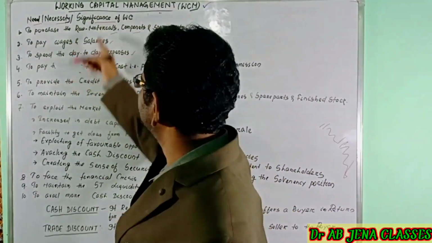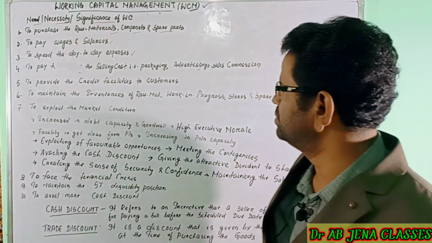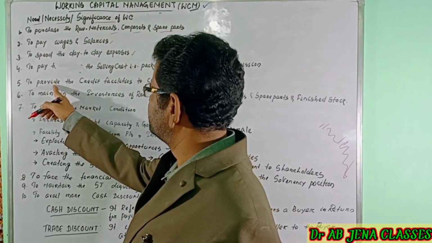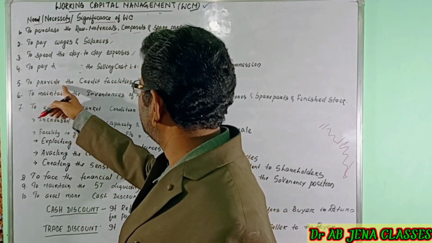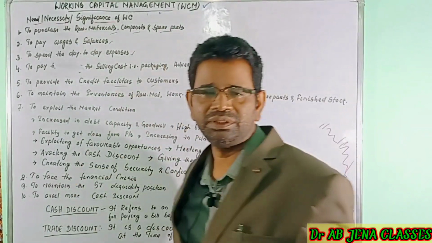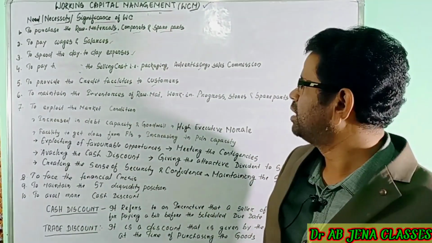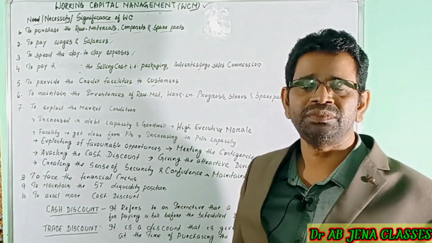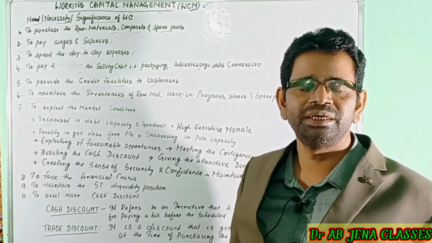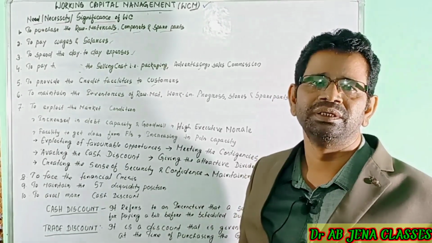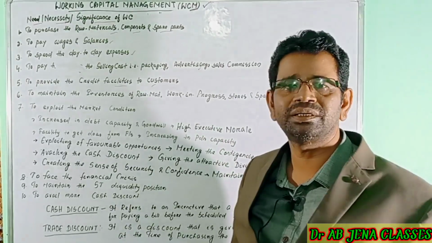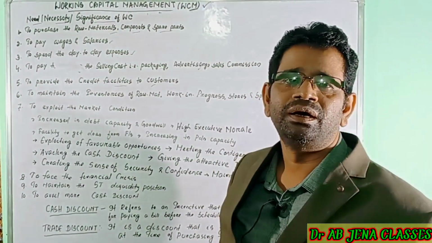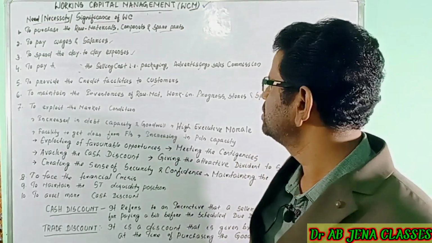Then if there will be the right amount or the good amount of the working capital, then a business firm can provide the credit facilities to the customers. As we know, the business has to adopt both the sellings on cash basis as well as the credit basis. If there will be the sufficient working capital, then the business will sell the goods to the customer on credit basis.